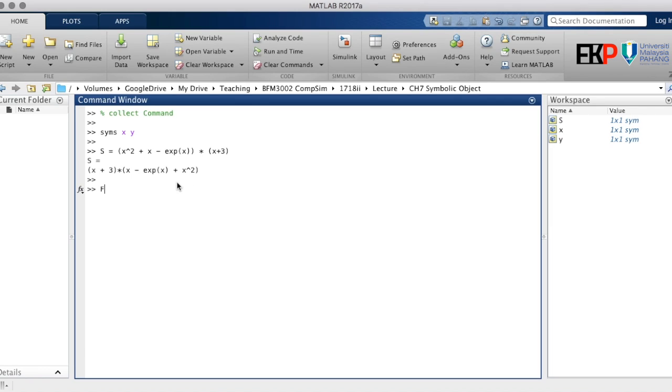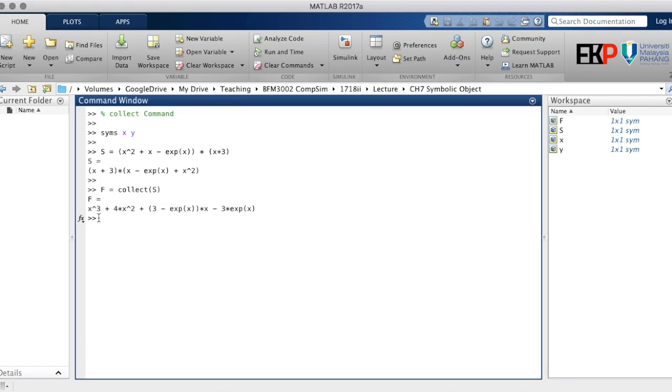So when we give a command, let's say we define a variable f that is equal to collect S. What MATLAB does is that we can see that by using the collect command, MATLAB chose x to be our default variable, and then MATLAB will sort the variable of x according to decreasing power. So we see that x to the power of 3 is in front, followed by 4 times x to the power of 2 plus 3 minus exponent x times x.